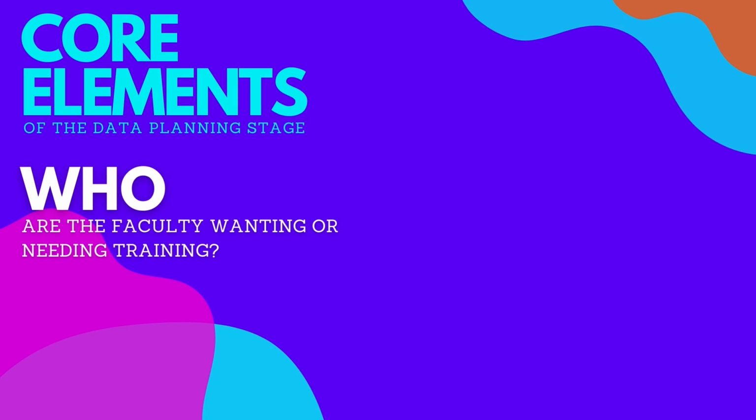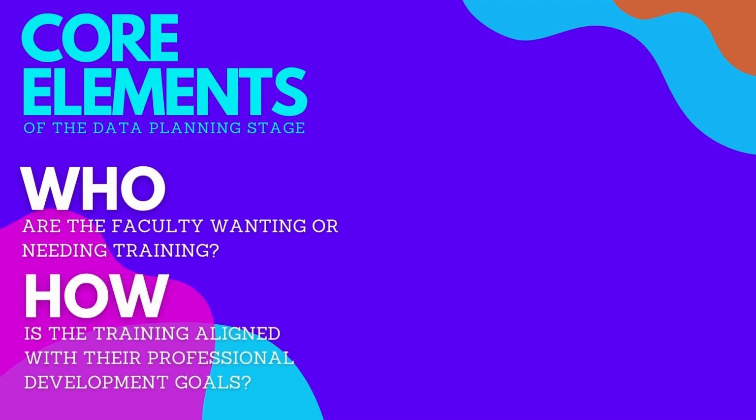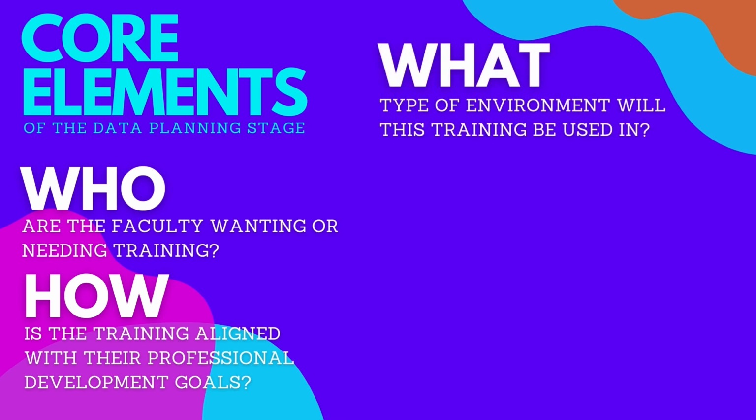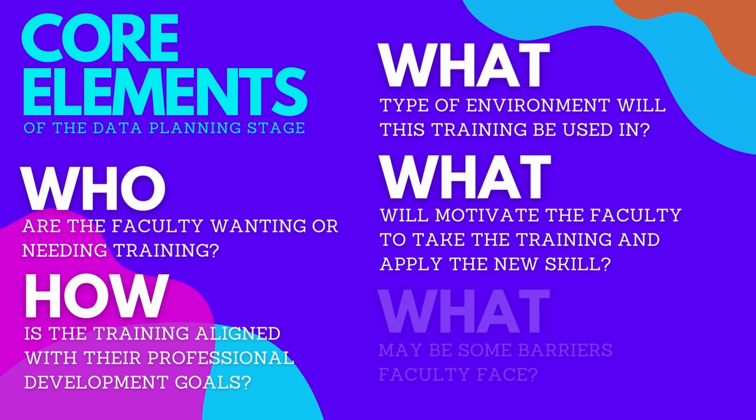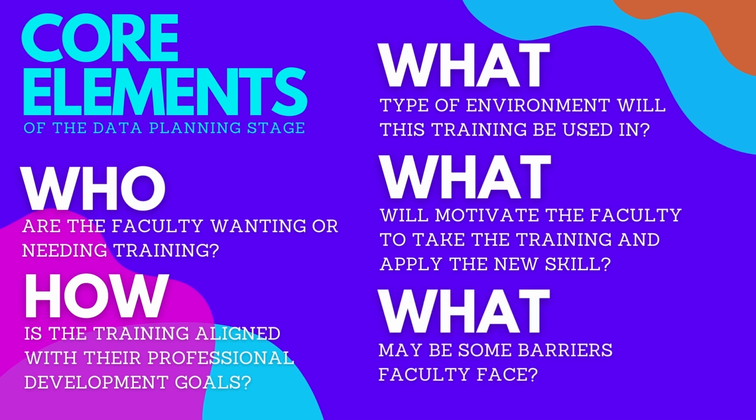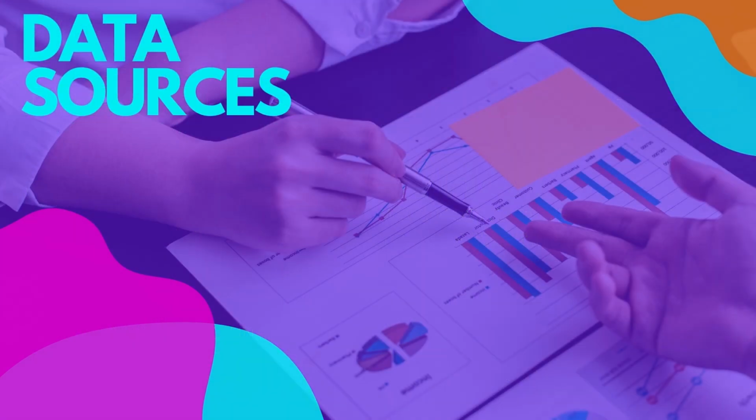For example, for the training, we may be curious about who are the faculty wanting or needing training. How is this training aligned to the faculty's professional development goals? What type of learning environment will the faculty use the new skill in? What will motivate the faculty to take the training and apply the new skill? What may be some barriers for faculty? These curiosities can each become a dimension of the learner persona and focus our efforts in collecting data.